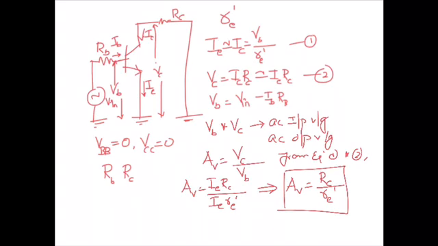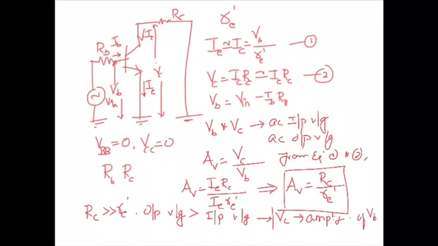Now in this expression, RC is very much greater than the AC emitter resistance, so the output voltage is always greater than the input voltage. What is the justification that we can get from this? It means VC is an amplified version of VB. The amplification has been done for the input voltage VB and we have got the output voltage VC.